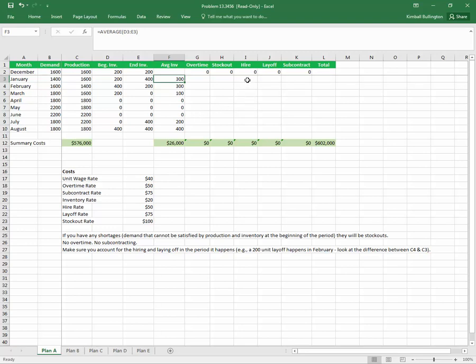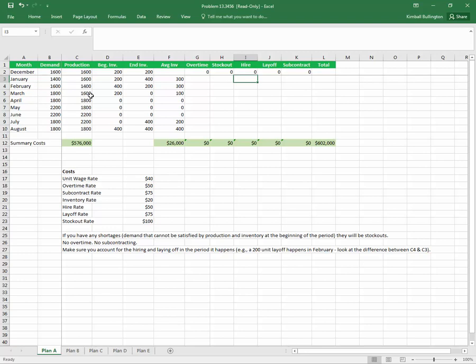And then we have hiring and laying off. So what are we going to do here? Well, in hiring and laying off, we're looking at what happens in column C. What happens to our production level? If our production level stays the same as it does from December to January, we don't hire anybody in January. If production goes down from 1,600 to 1,400 as it does in February, then we have a layoff of 200. This is not really 200 people, it's 200 units, 200 pens worth of labor.